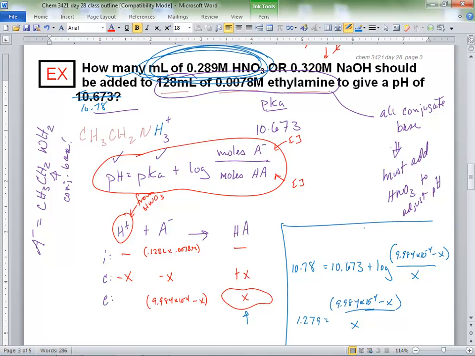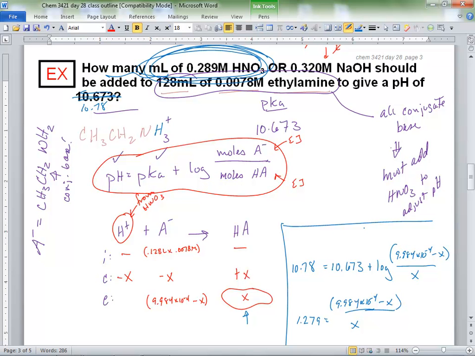Is it the conjugate acid or the conjugate base? If it's the conjugate base, you have to add HNO3. If it's the conjugate acid, you have to add the strong base. Okay? And then you make a little mole table. Identifying, in this case, it's a conjugate base, ethylamine is, so I'm going to have to add H plus. Forms a conjugate acid. So you don't have to do this, I kind of do it because it helps me to keep track of these numbers.